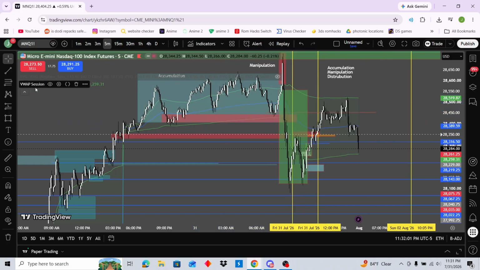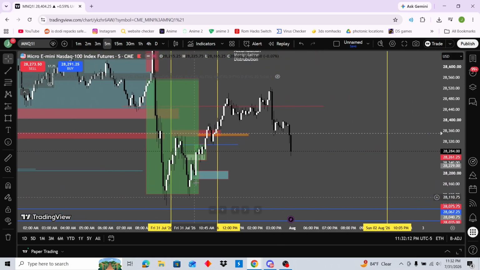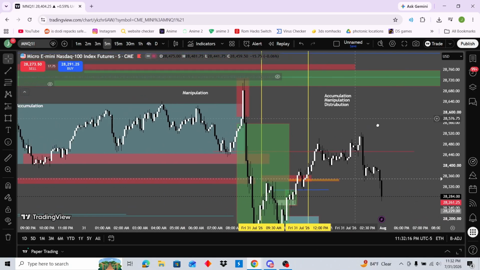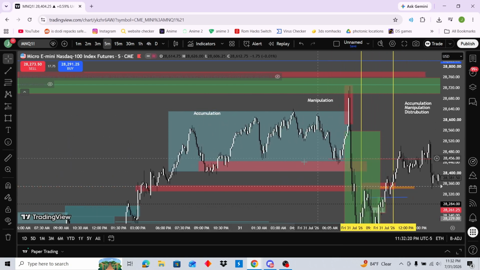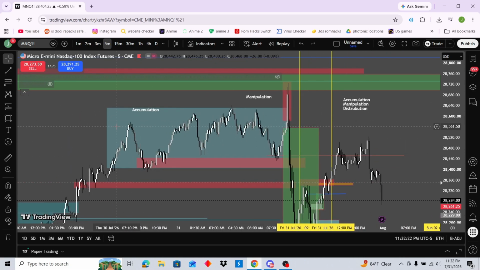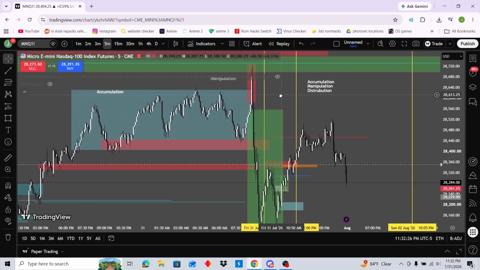Sorry, I'm gonna take away this indicator. It's a little messy. I'm gonna take away these lines. It probably looks confusing. So, very simple: accumulation, manipulation, and distribution. So I told you what accumulation is. It's when the market moves sideways and it's gathering energy. A lot of orders here. And the bigger the accumulation, the bigger the distribution usually.